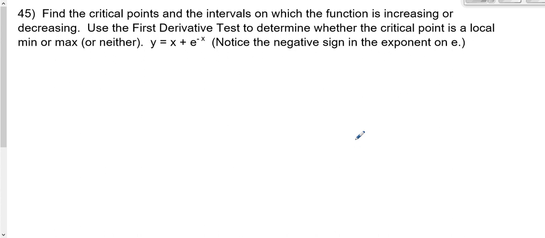Okay, sorry I had to put this one in a separate video. I had some technical difficulties and my computer crashed. So here's the last one, and we're going to do the same things we did on the last two.